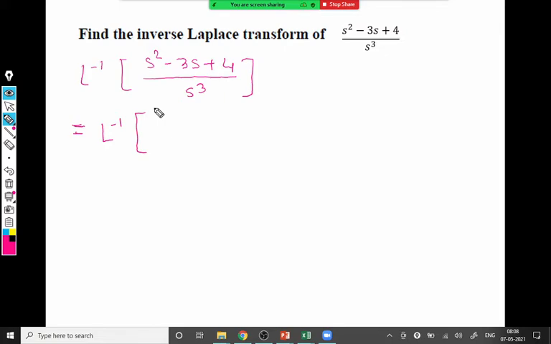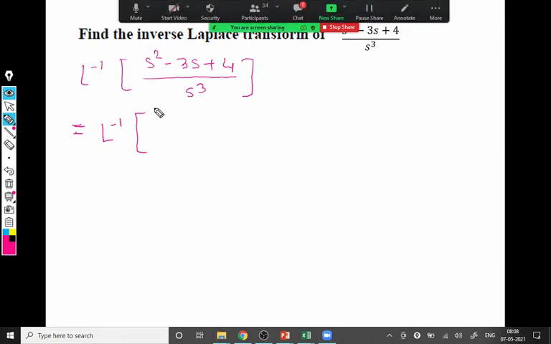Factorization by middle term splitting. Pardon? Sir, by factorizing the numerator by middle term splitting. No, not correct. Why is there a need of factorization? It's one of the simple things that we can do. Yes, it's a separate division, that we can divide by s cube throughout.